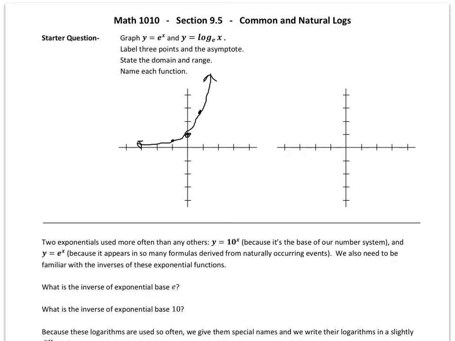Okay, now let's graph logarithms. So log base e. Our bases are the same. So what do we do with our points? We switch them, right? So instead of -1 and 1 over e, we have 1 over e and -1. Instead of 0 and 1, we have 1 and 0. Instead of 1 and e, we have e and 1, which is 2.7 and 1, roughly right there.